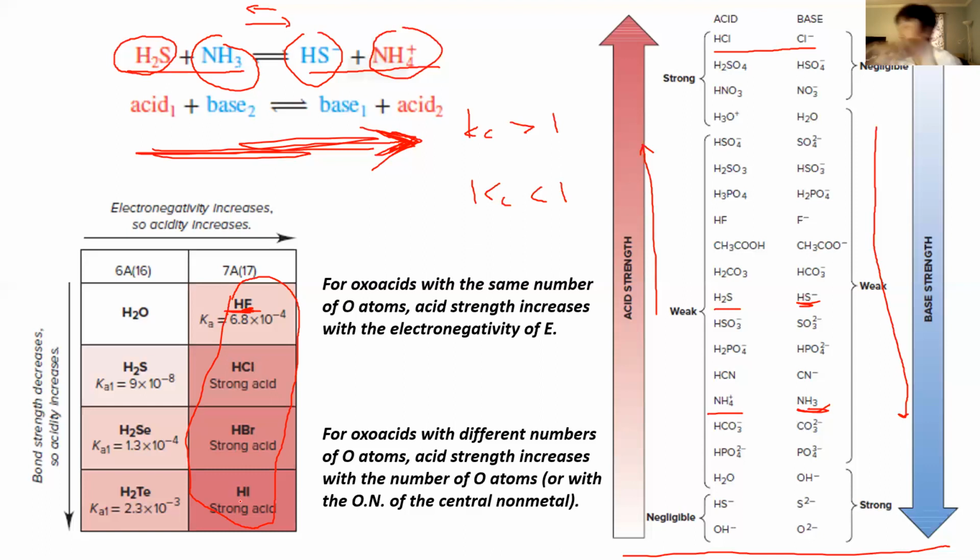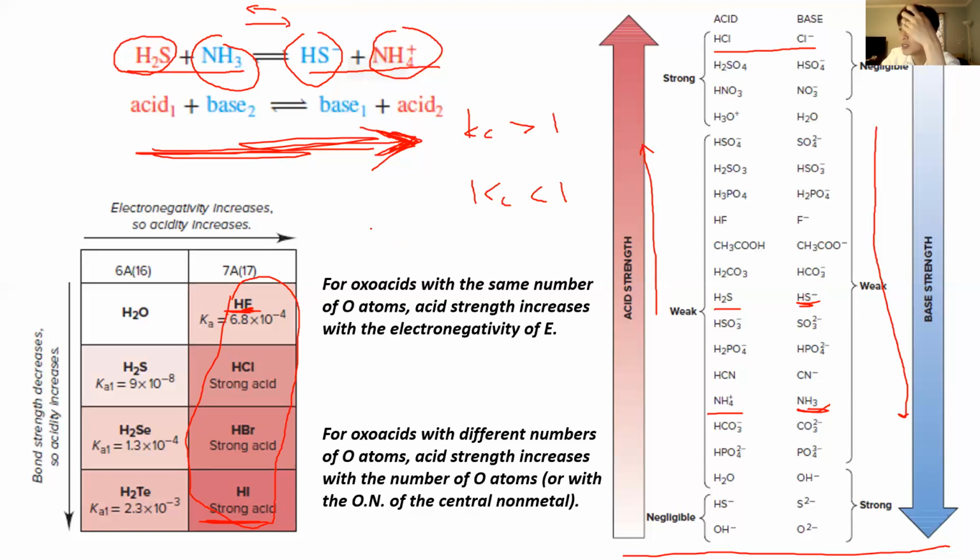And for hydrogen iodide, because iodine is less electronegative, that means it's easier for the proton to be donated free. So the acid is stronger. So this is for hydrogen nonmetals.